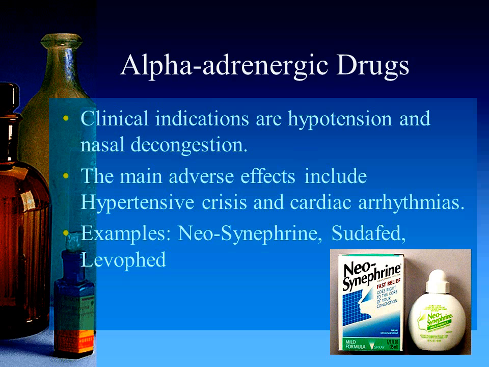A couple examples of alpha adrenergic medications would include neosynephrine, which is pictured at the bottom, Sudafed, another one you might be familiar with, and then one from your drug summary, which was Levophed. All three of those are considered alpha adrenergic drugs and produce norepinephrine stimulation within the sympathetic nervous system.